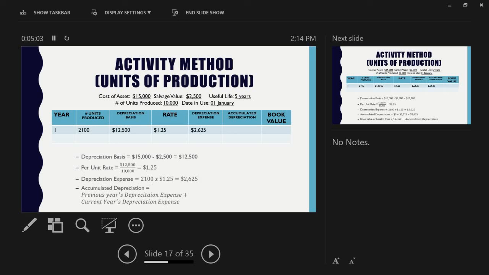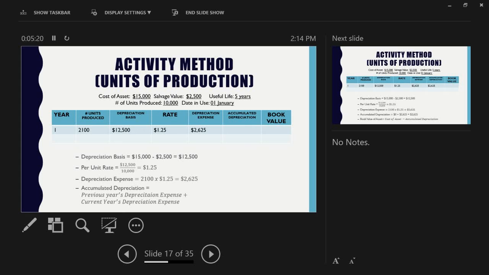No, but I told you 2625. Yeah, 2625 is correct. All right. Okay. So now we've got to figure out, well, what is accumulated depreciation?